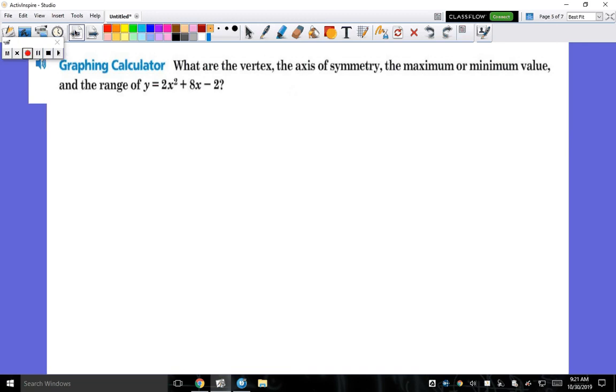What are the vertex, the axis of symmetry, and the min and max value for what you see here? This is different. Any suggestions? And this is a little bit discouraging because so far all we've talked about is vertex form. If I ask you to graph this, Brianna, do you have any ideas on how you could graph this? You could factor it out for sure. How would you factor it?